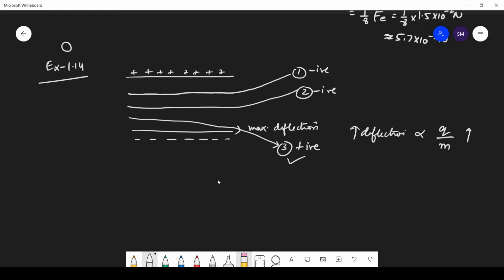So students, that was question 1.14. Now question 1.15. This question 1.15 has been there in the board exams also in 2013.